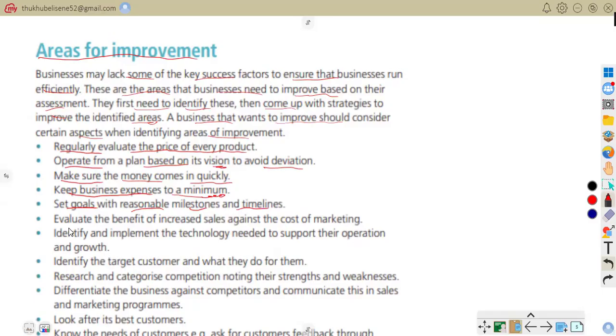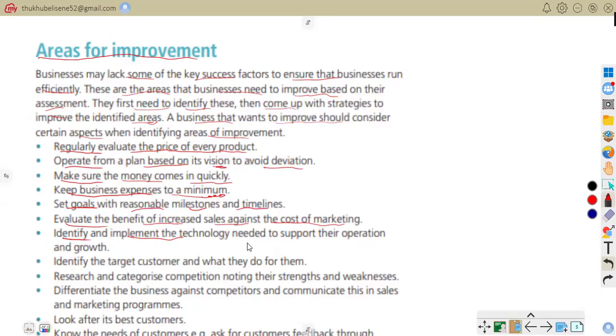Evaluate the benefit of increased sales against the cost of marketing. Meaning to say, a business should determine whether its marketing activities generate enough additional sales to justify the money spent. Let's say, for example, a business spends 5,000 on social media advertising, and checks whether the campaign generated enough extra sales to make the expense worthwhile. That is what we are trying to say.